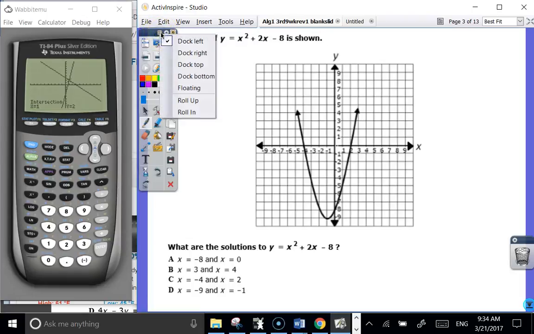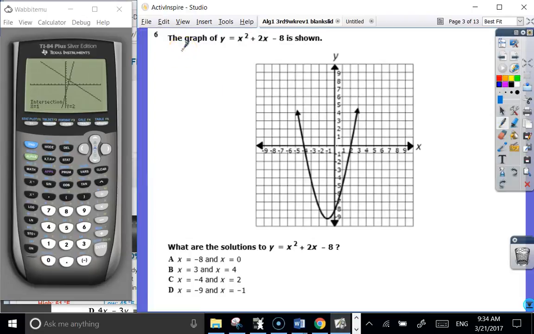Okay, so this is number 6. This is also a solve equation, but this time it's a quadratic equation. And they've already given us the graph. Where do you look on that graph for the solutions? What are they on this graph? -4 and 2, which makes which answer correct, right?